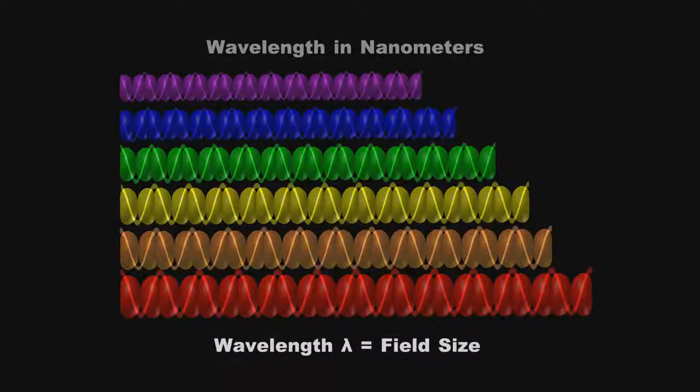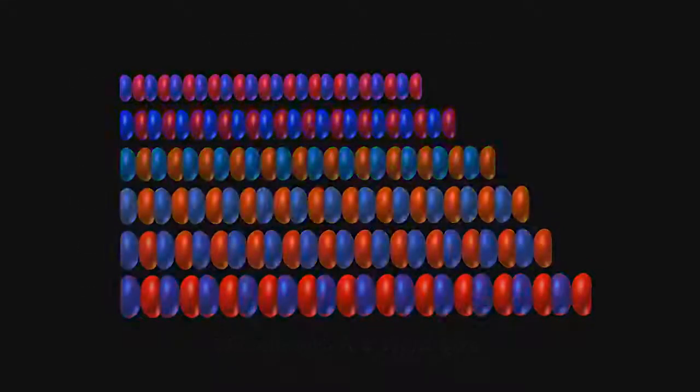Here we have rows of photon fields with the corresponding waveform. So you can now see that the waveform clearly represents the size of the fields around a photon of electromagnetic radiation. Now the fields are shown as red and blue polarity fields.